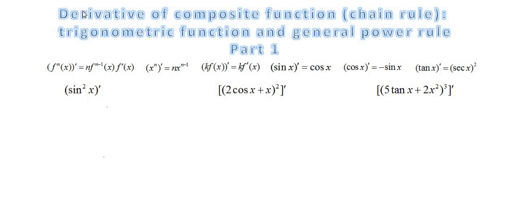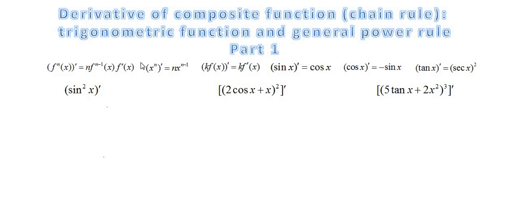Today I'm gonna talk about the derivative of composite function, chain rule, specifically trig function and general power rule, part 1. And firstly, we're gonna recall what is general power rule. The general power rule can be written as the derivative of f(x) to the power n equals n times f(x) to the power n minus 1 times derivative of f(x).